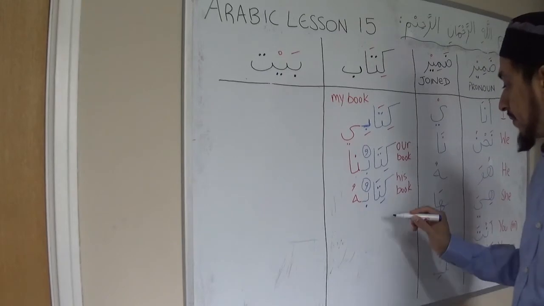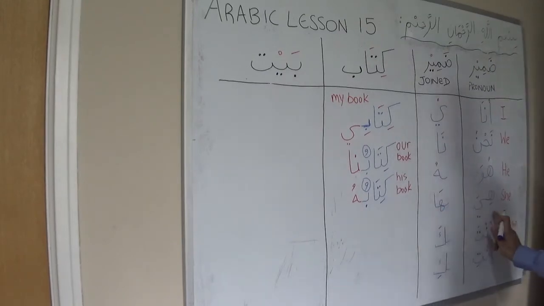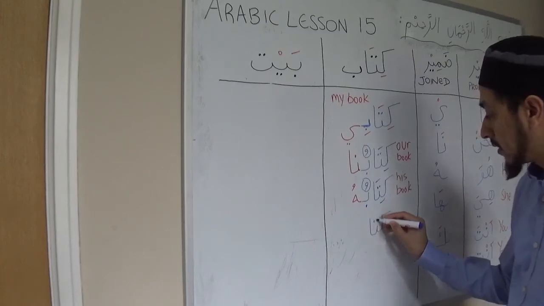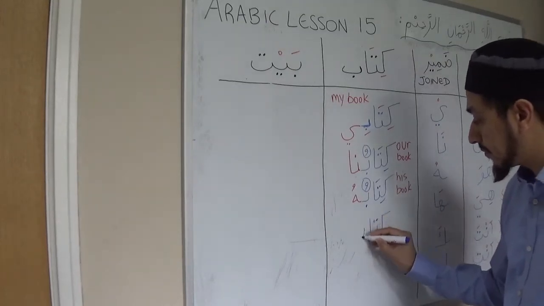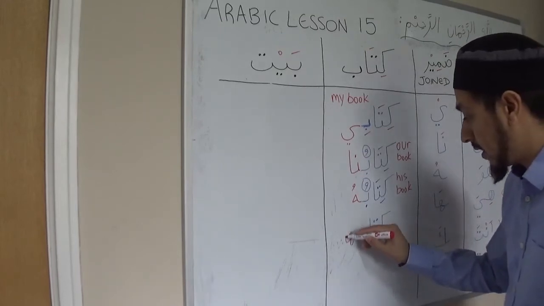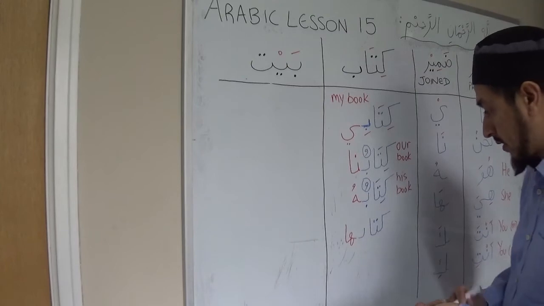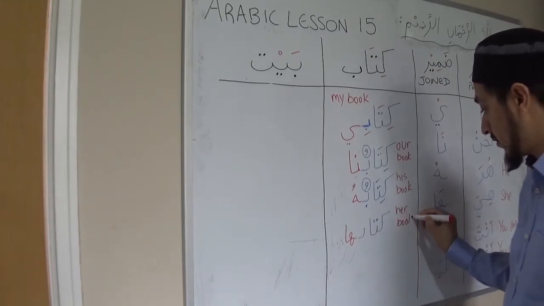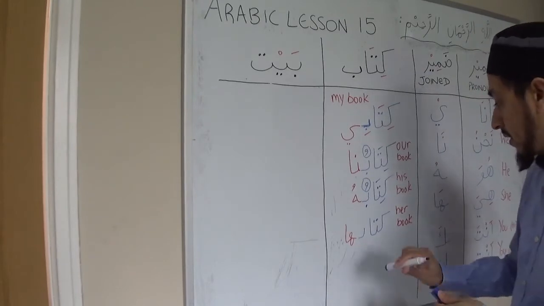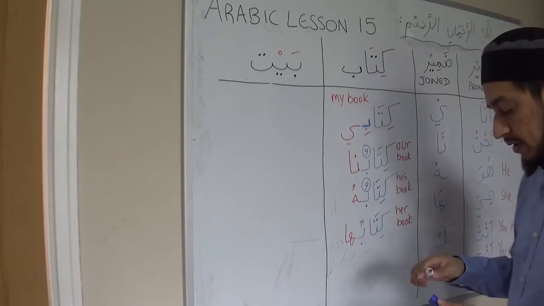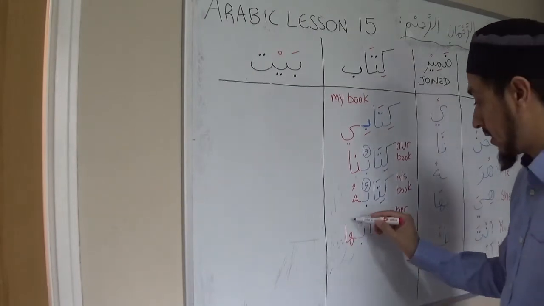For her book, hiya goes to ha, kitabuha, her book. So, kitabuha. Yes, Hassan, do you want anything?